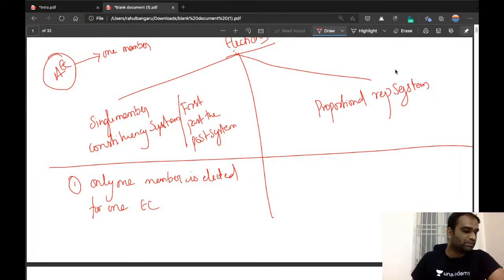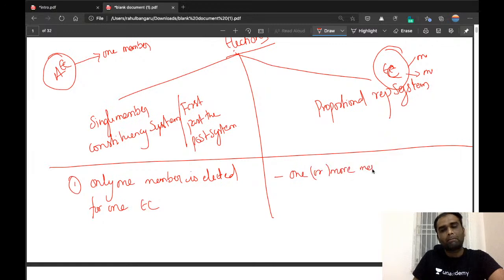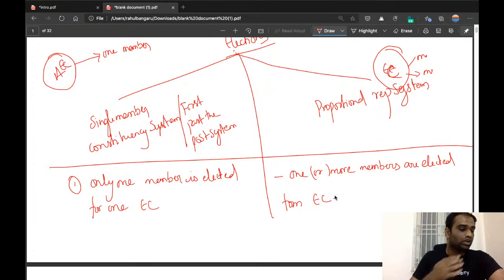But in the case of the proportional representation system, if there is an electoral college, this electoral college can elect either one member or more than one member. So in proportional representation, one or more members are elected from an electoral college.